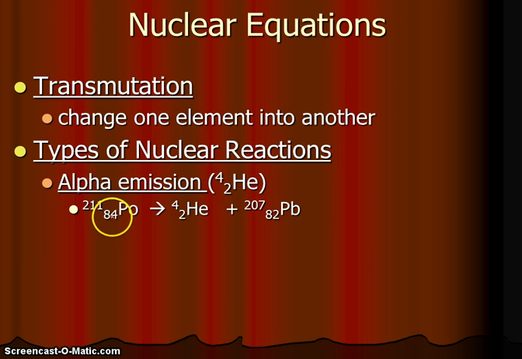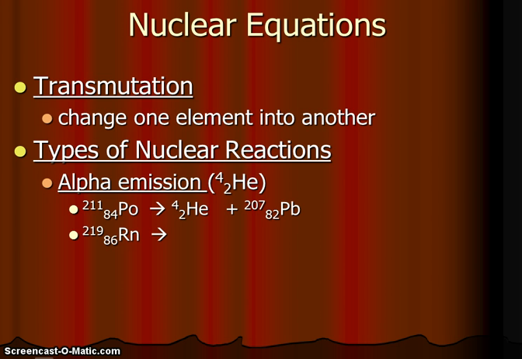We've got an atomic number of 84, so that means the total on the product side needs to be 84. We know an alpha particle has an atomic number of 2, so 2 plus 82 would keep that atomic number conserved. The 82 we look up on the periodic table, and it tells us the identity of the element that the polonium transmutated into. So it transmutates into lead 207.